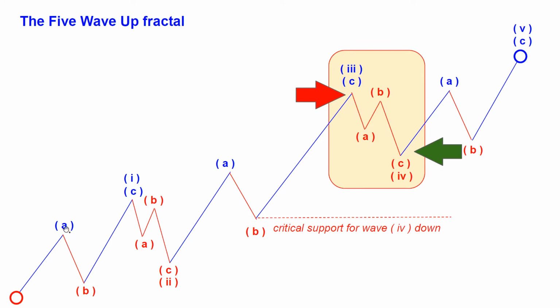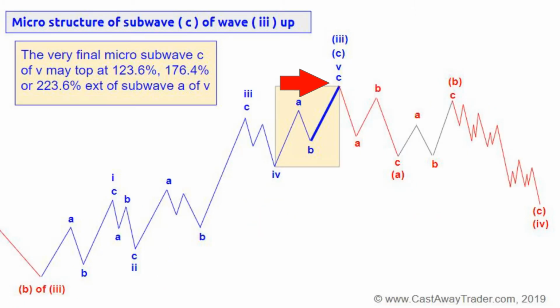In this video we will be talking about the top of subwave C of 3, and we will be talking about a pullback, a corrective wave 4, which always follows the top of subwave C of wave 3. We have two main tools that let us predict the top of subwave C of wave 3. First, this is itself that microfractal ABC, and what is really important is that the final subwave C relates to the first move up, subwave A.